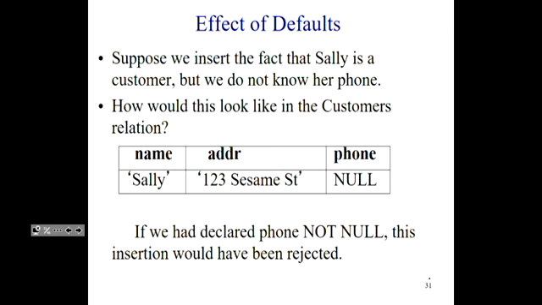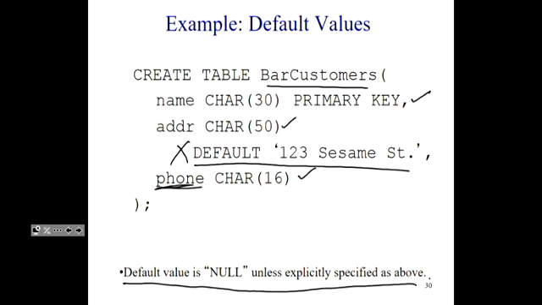If you had declared, for instance, phone as not null, then this update would be prevented. What that basically means is that I wouldn't be able to insert a tuple where I only specify the name. I would have to specify the phone number as well.